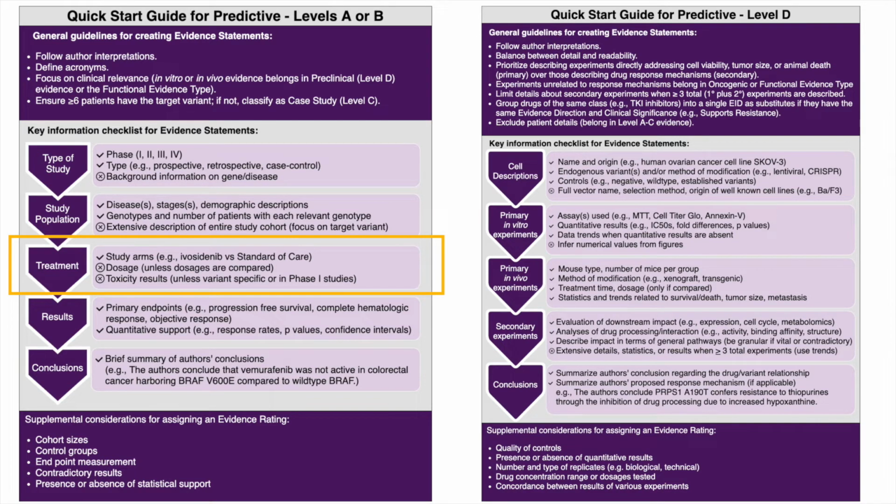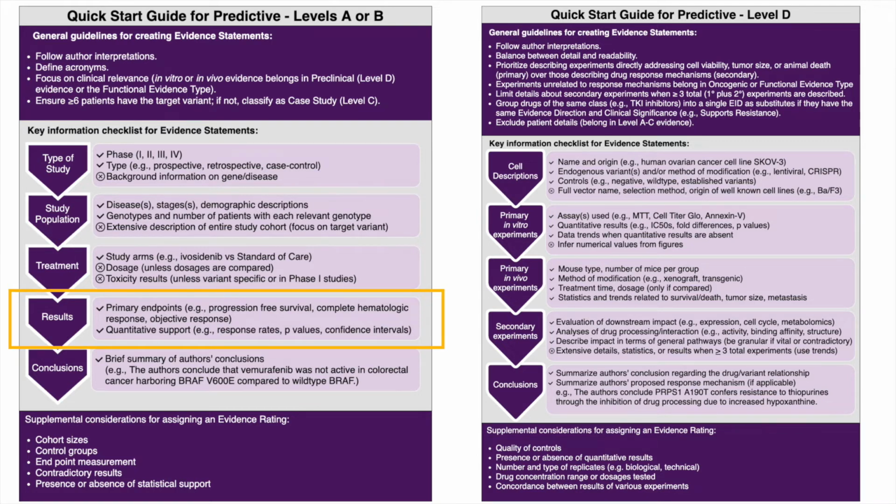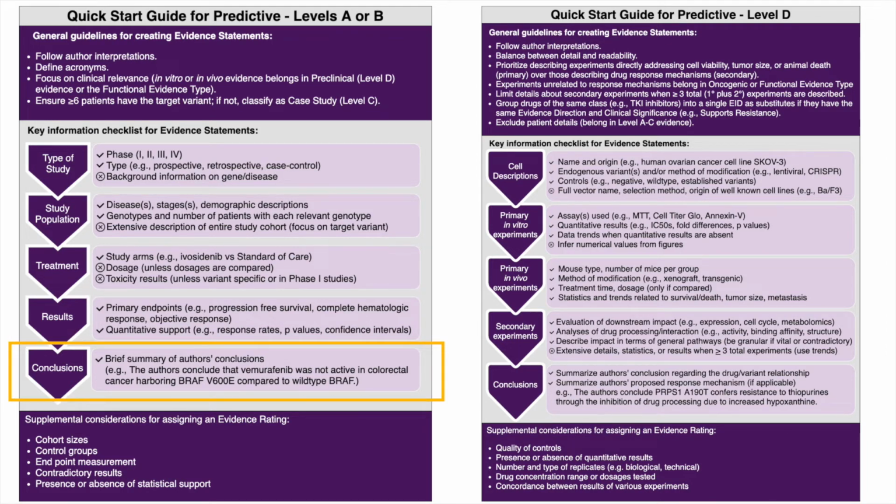Treatment study arms should be relayed, but dosage and toxicity need not be unless special circumstances are involved. Primary endpoints like progression-free survival, along with response rates and statistical support, should be mentioned. To end the statement, curators should provide a summary sentence of the author's conclusions related to the impact the variant has on therapy response. At the bottom are unique aspects of clinical studies curators should consider when assigning an evidence rating, like cohort size, control groups, and the presence or absence of statistics.